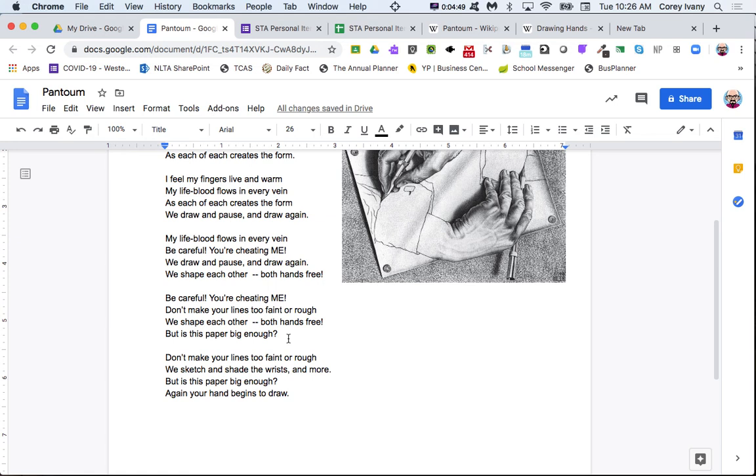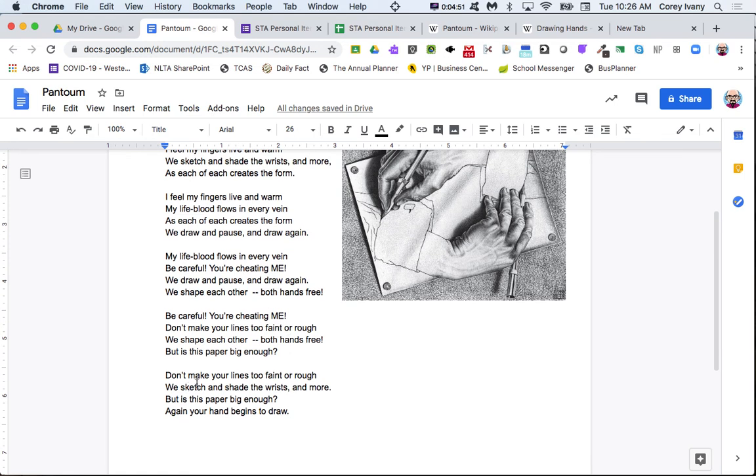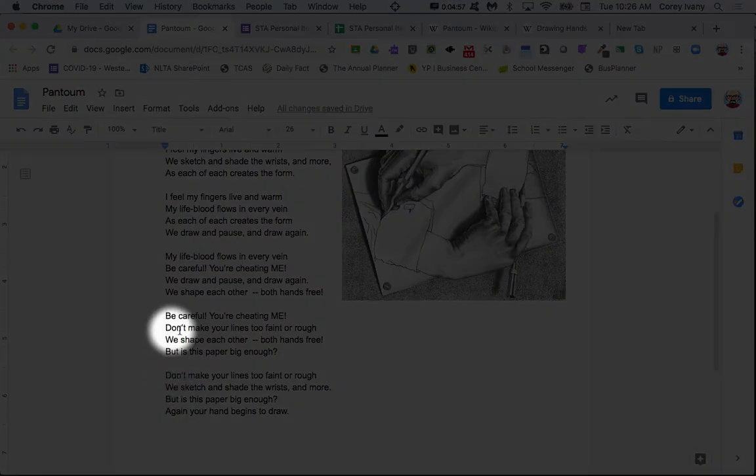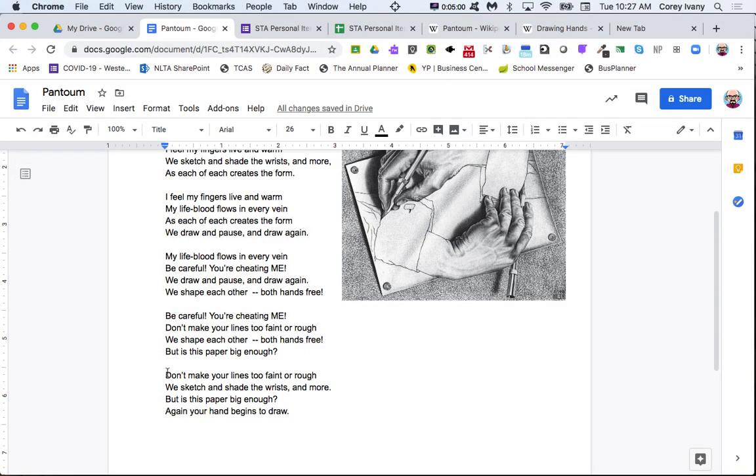So what you've got here is, in terms of the final stanza, you follow, again, the same pattern for the second line becoming the first. So let's read it.